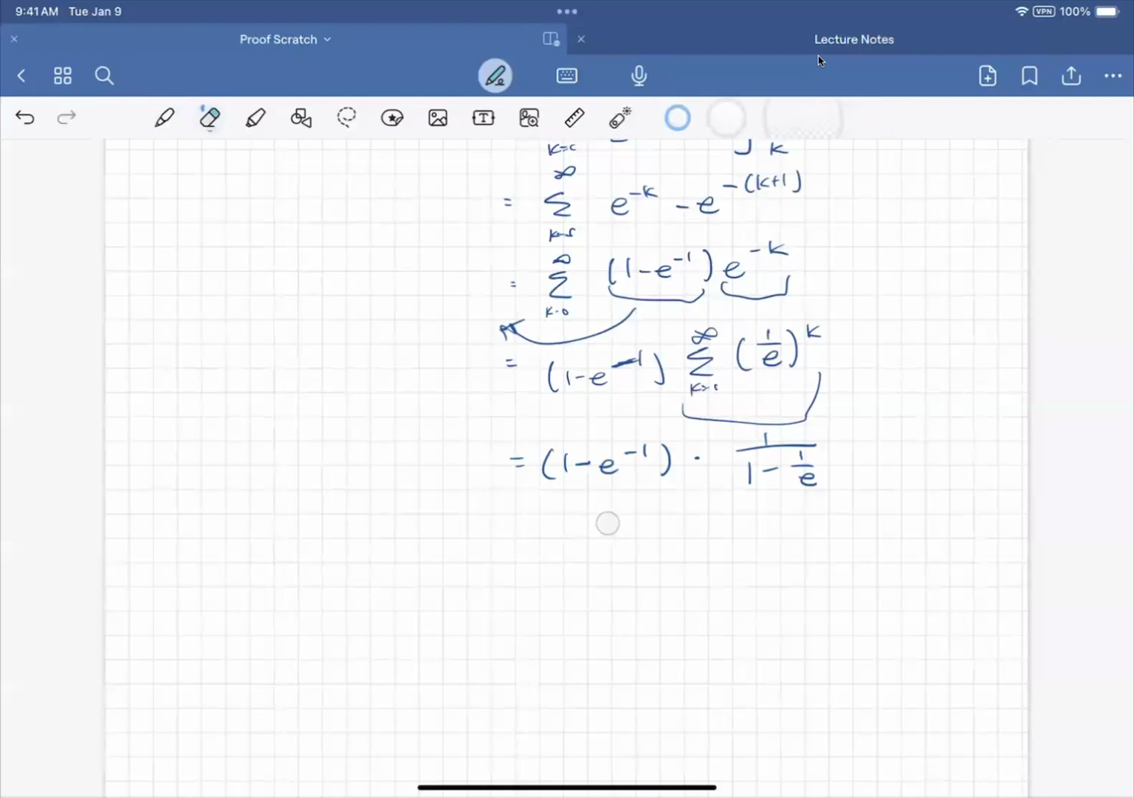But to make it more clear, we can rewrite the first term. We can write this as 1 minus 1 over e, and then this is just 1 over 1 minus 1 over e. And so it's kind of obvious now that this is equal to 1. And that should end the proof.